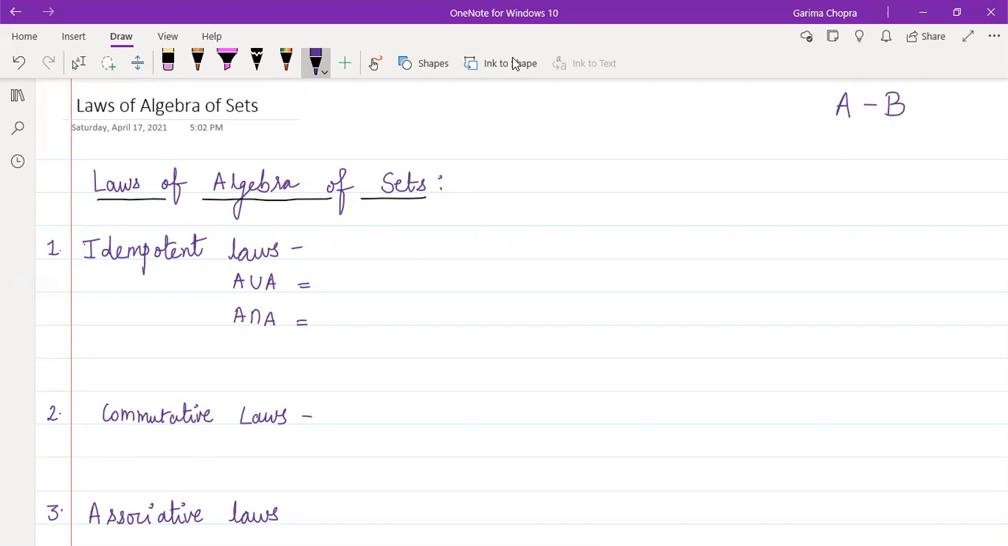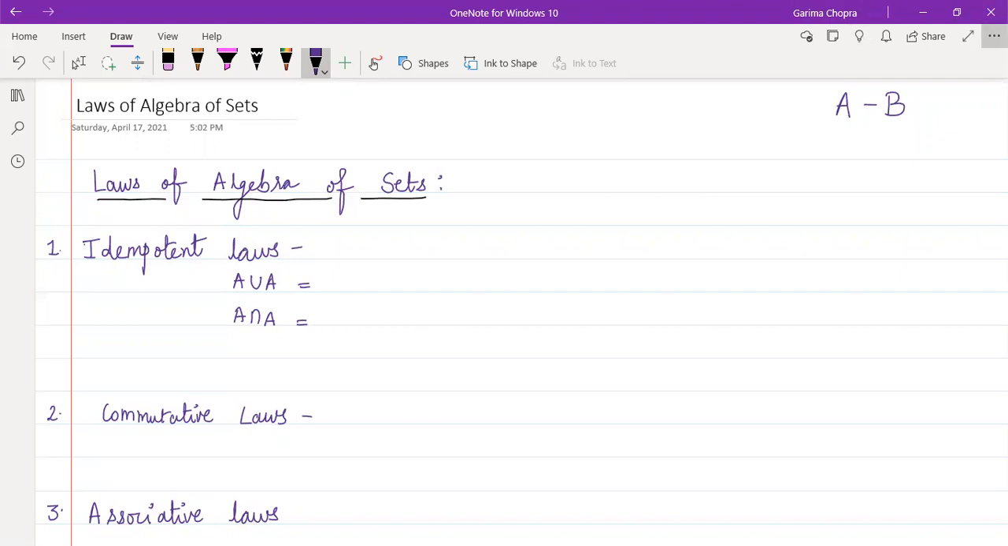how we define the difference of these two sets A and B, A difference B. So for these set operations, union, intersection, complement, difference, we have some laws. We will be discussing these laws one by one, and we will be talking about how we can prove these laws, what strategy will be used for proving these laws for algebra of sets.